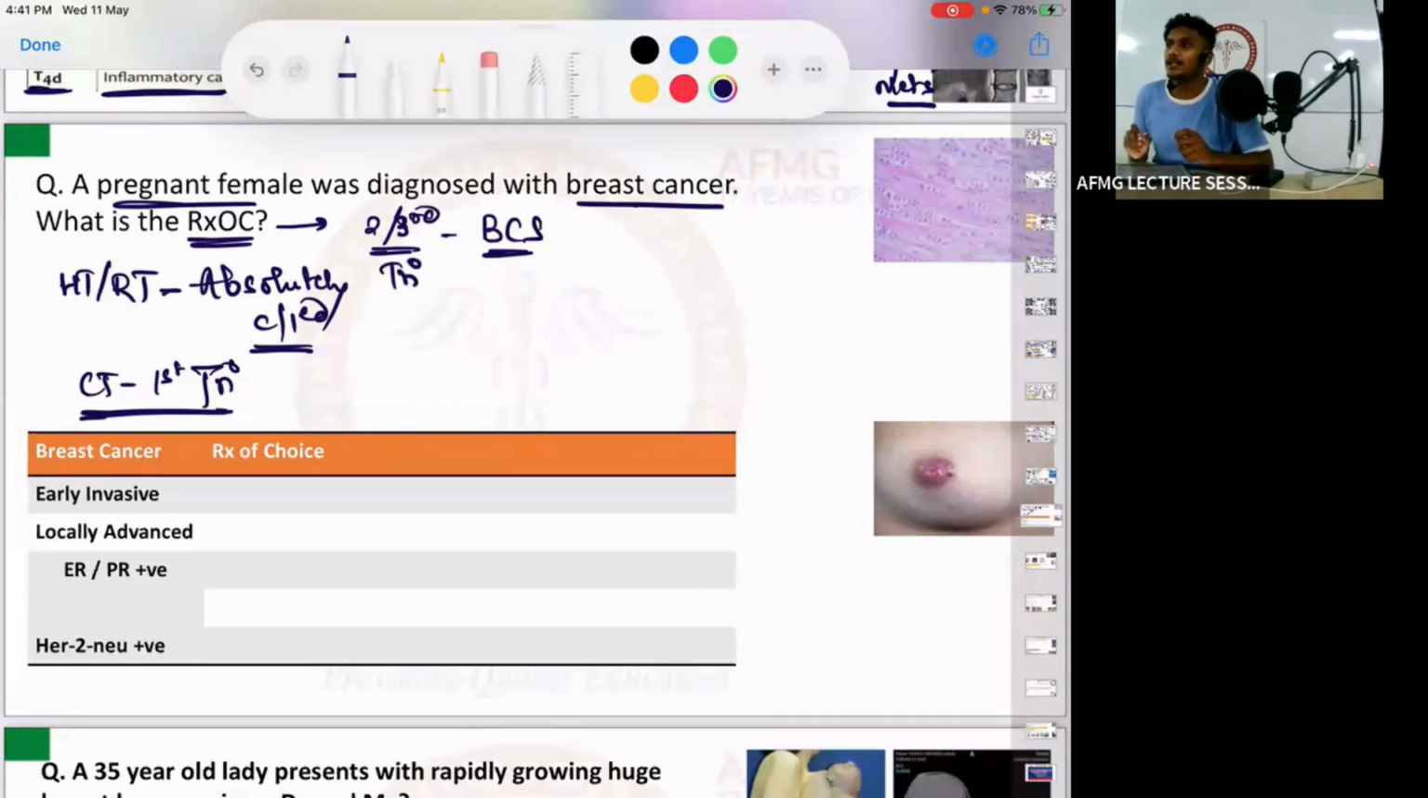Breast conservation surgery. But as we all know, after breast conservation surgery, the chances of recurrence are very high, and therefore breast conservation surgery should always be followed by radiotherapy. But in a pregnant female, breast conservation surgery should be performed during which trimester? But radiotherapy should be given after delivery. No issues with this.